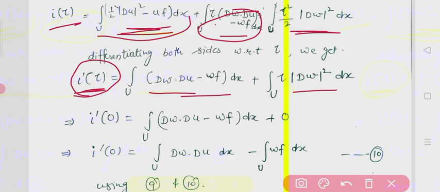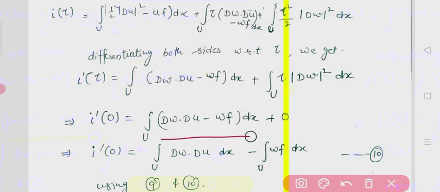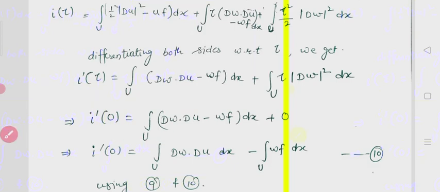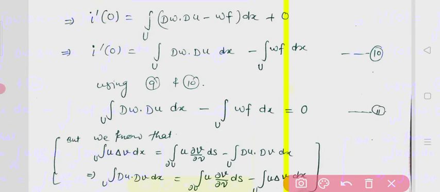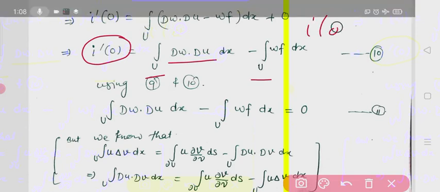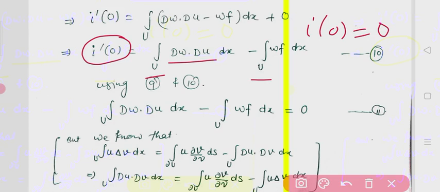So when I take tau equal to 0, I dash 0 will be equal to, here tau is 0, so that term is removed. When this term is removed, we are left with this one only, okay. So when you open this one, you can also see that it will be equal to integral over u of dw dot du minus integral of wf over u, right. Now I am using here this I dash 0. We have seen above that I dash 0 will be equal to 0, okay, at tau equal to 0.